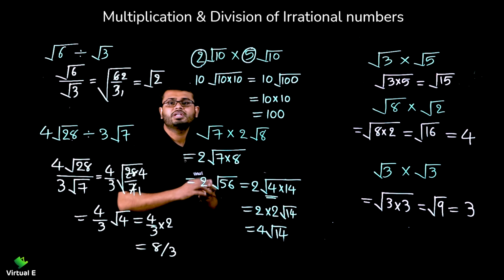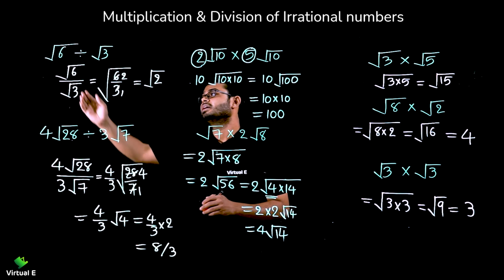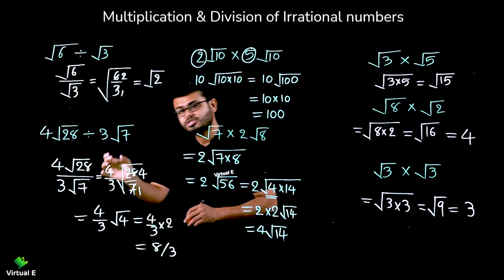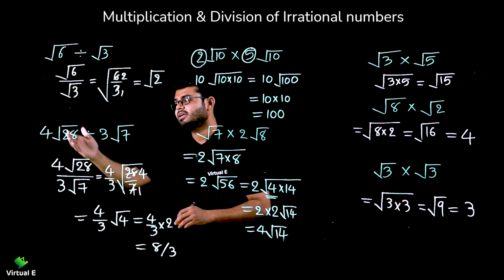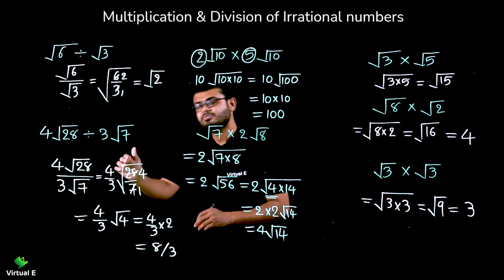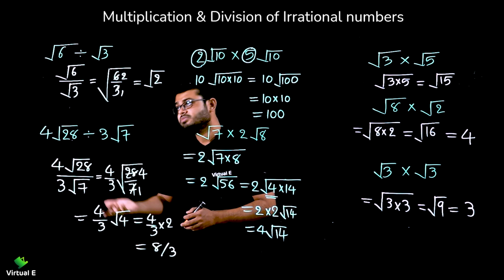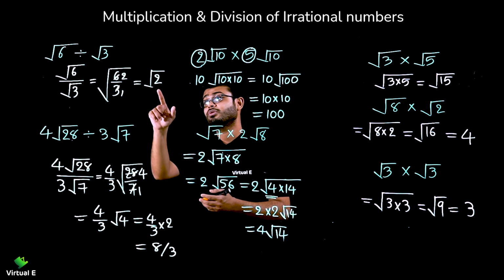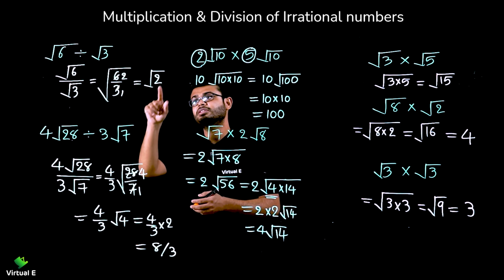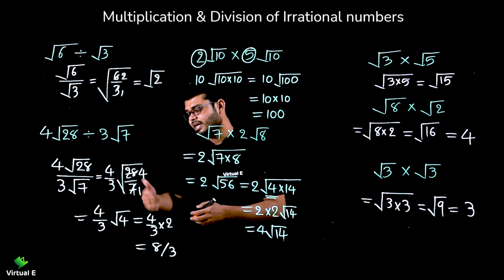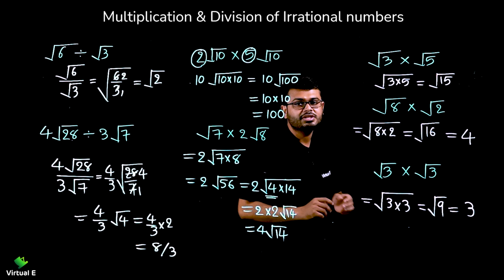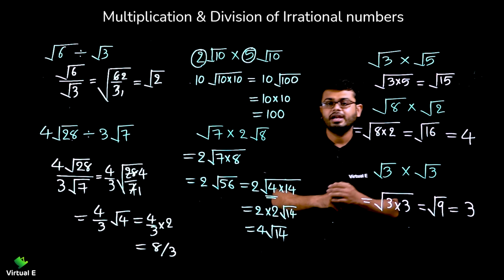So this is how we do the division. That's also very simple. Write in numerator and denominator. If you have whole numbers, keep the whole numbers together. And if you have numbers under the square root, keep them under the same square root. And if cancellation is possible, do it. If it is not possible, let it be. And keep in mind, if you get something like a perfect square under the square root, then simplify it and get the answer. So this is how we perform multiplication and division related to irrational numbers.